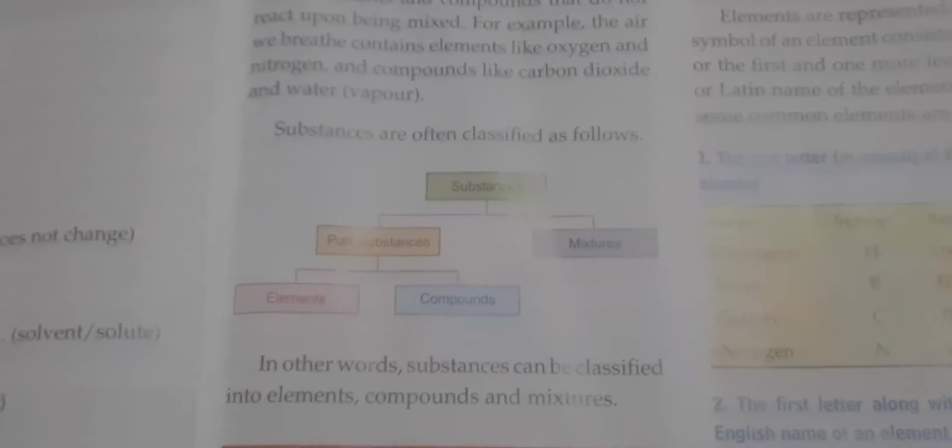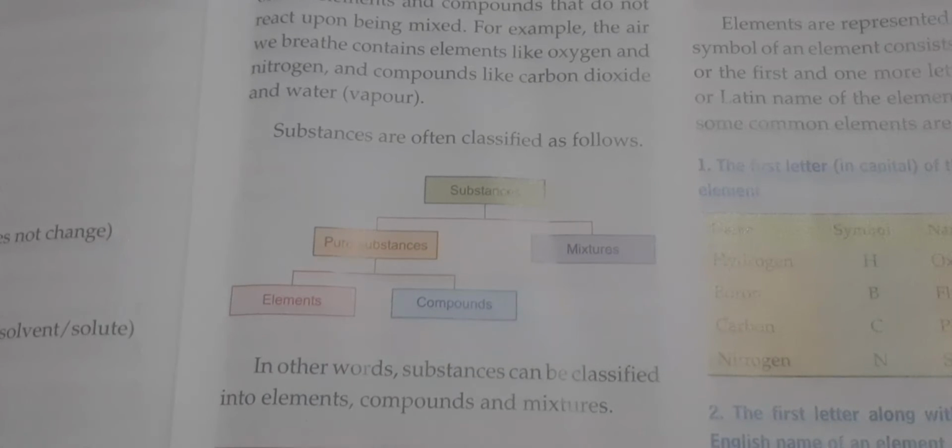Around us, a large number of things are there, and we classify them as substances. And these substances are further classified into pure substances and mixtures. Now, pure substances are further classified into elements and compounds. Okay, so there are three classifications of substances around us, that is elements, compounds and mixtures.